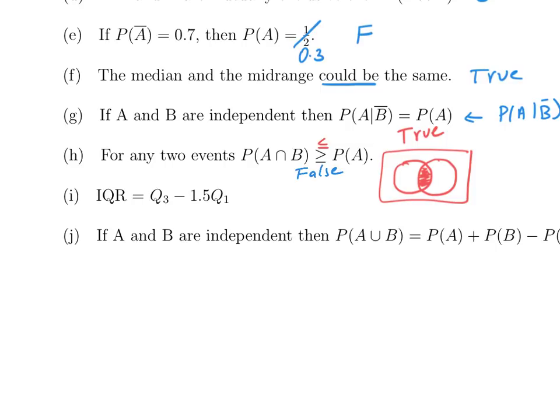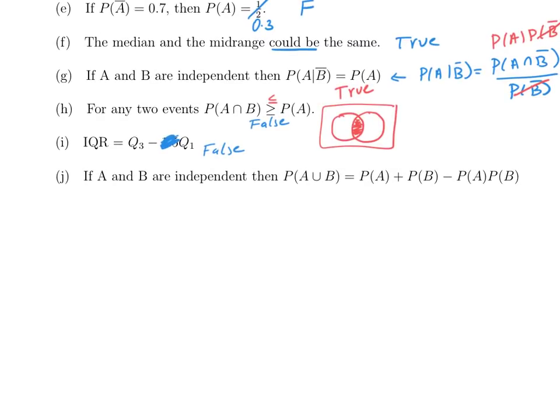Part I, it says the IQR is equal to Q3 minus 1.5 Q1. That's wrong. This is the correct formula, so this is false. And finally, if A and B are independent, then the probability of A or B is the probability of A plus the probability of B minus the probability of A times the probability of B. The key here is that it's independent.